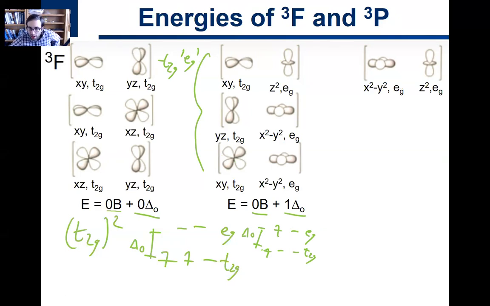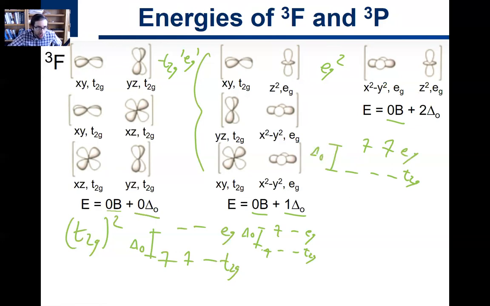And what about here? Both electrons are in the EG. So I have an EG2 electron configuration. Again, your triplet F, different planes of these orbitals. They don't share planes, so minimal electron-electron repulsion. But now you've got 2 electrons in the EG. And so, since EG costs you a delta O penalty for each electron, that's why you have 2 delta O.